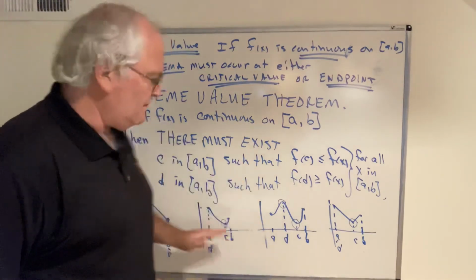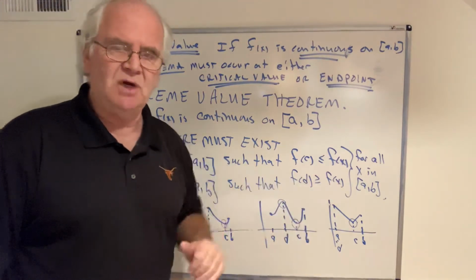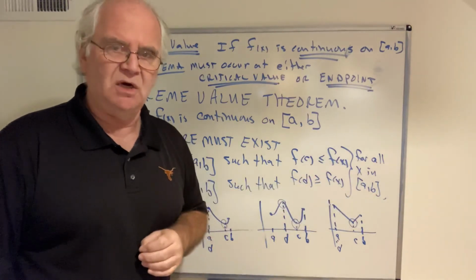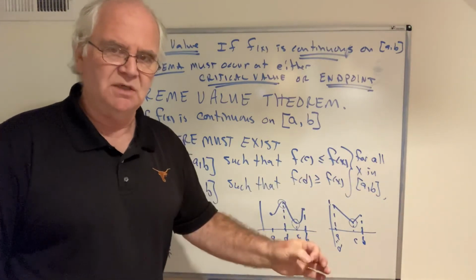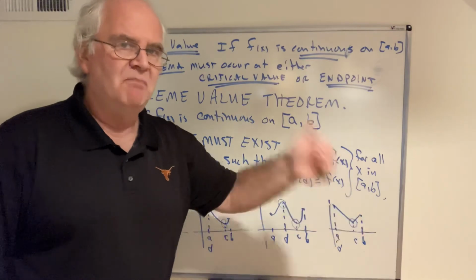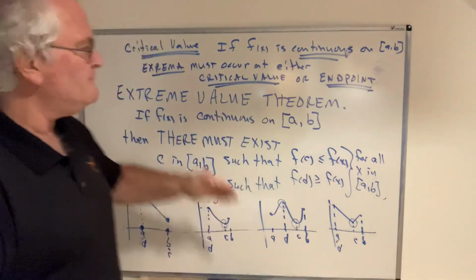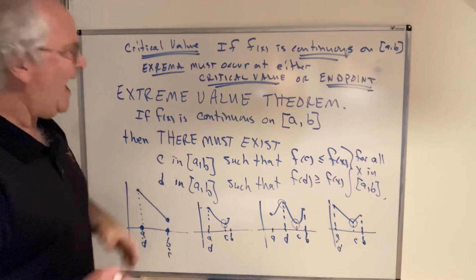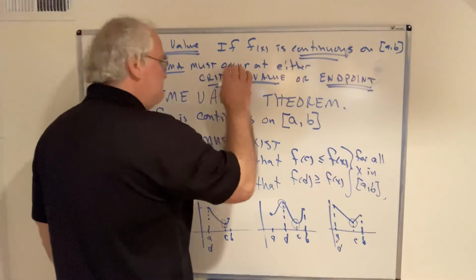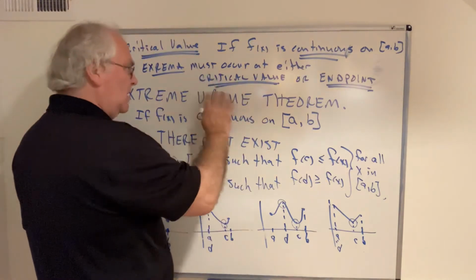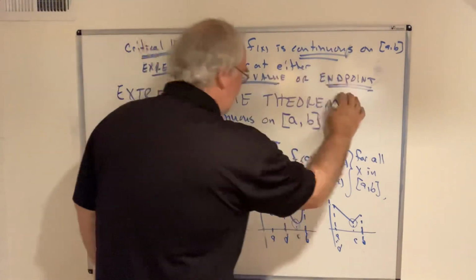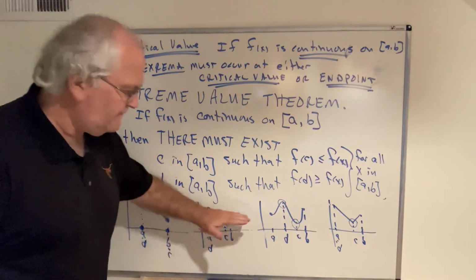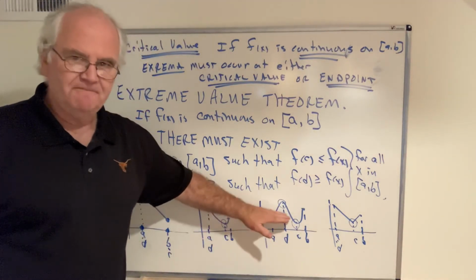Remember, we saw our trigonometric curve. We had two values where the maximum occurs. There were 2 values where the minimum occurs. It might occur more than one place, but it must occur somewhere. There must be a maximum, there must be a minimum, and those values may only occur at either a critical value or an endpoint.